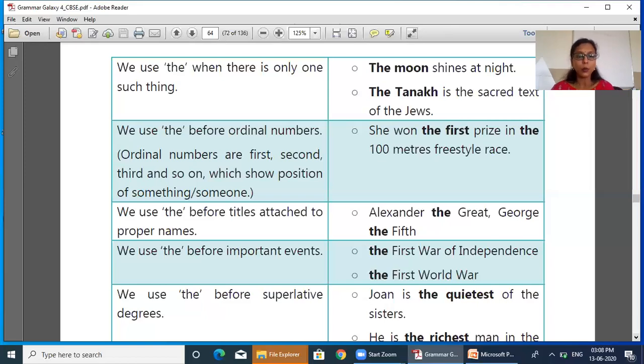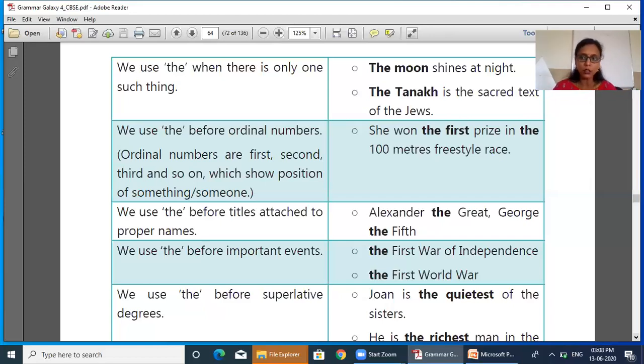Use "the" before titles attached to proper nouns. Some proper nouns are given some titles. For example, Alexander the Great. The Great is the title given to him. So we say the Great. George the Fifth. Fifth is the title given there. Okay, in such cases also we use "the".